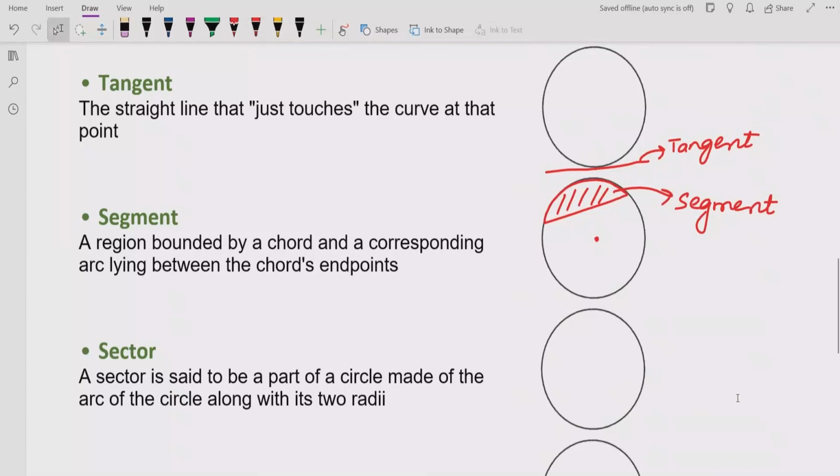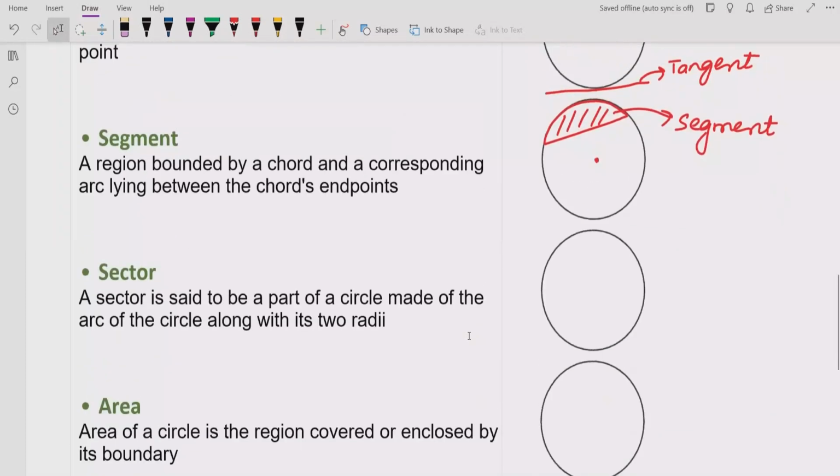Now let's talk about the sector. A sector is a part of a circle made of an arc of a circle along with two radii. Suppose we have the center of the circle here and we draw the first radius, this one is R1, and this one is R2. Both are at the same distance. The part on the circumference is the arc. The part made up of the arc and the two radii is the sector. This is the sector of a circle.